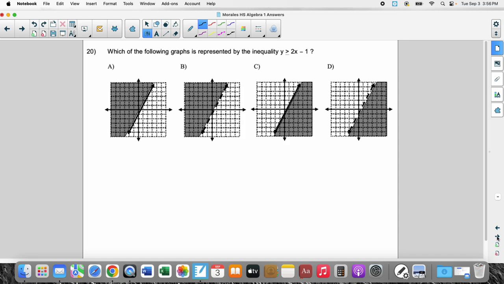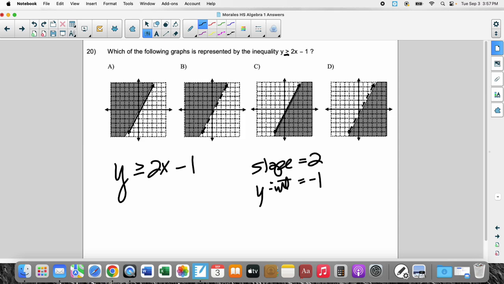Number 20. So this is a graph of a linear inequality, and I didn't know if that was an equal sign. I'm going to keep it as an equal sign. It says y is greater than or equal to 2x minus 1. That's a horrible x. So I know that my slope equals 2 and my y-intercept equals negative 1.